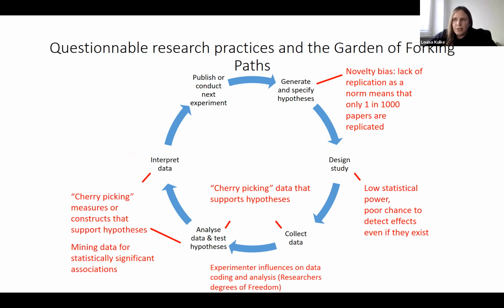And similar to that, you can also cherry pick the measures or constructs that support the hypothesis. So leave out some of the other constructs, or do some data mining. So you can run 500 different statistical analyses. And nowadays there are lots of ways to analyze data, and then just pick those analyses that are reliable. And that can be a problem. And all that, of course, relates to the hypotheses we initially had.